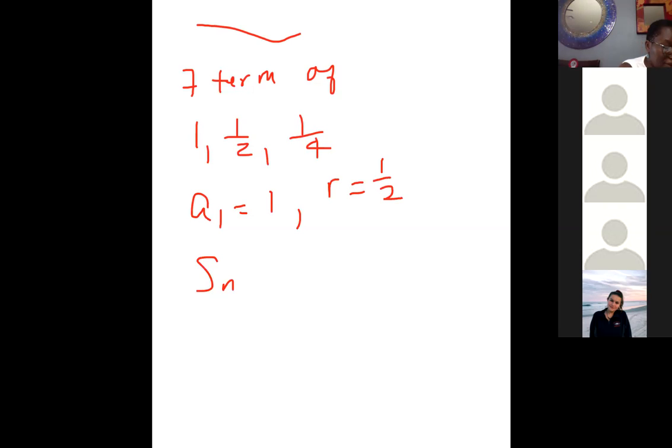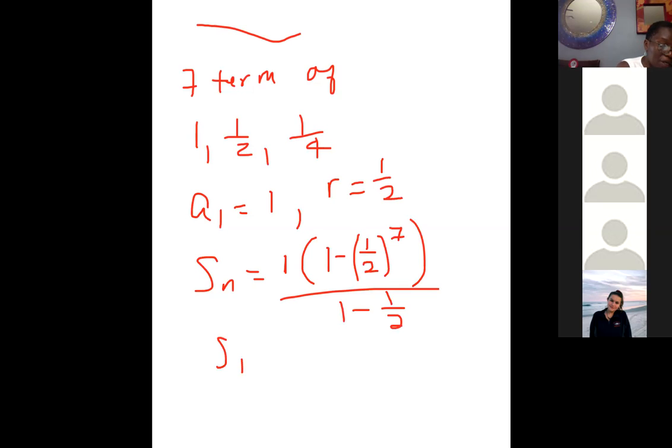S sub n will equal the first term, which is 1, times 1 minus r, which is 1/2, raised to the 7th power, over 1 minus 1/2. So on this one, we're basically going to end up with 1 minus 1/2 raised to the 7th power. I would put this in parentheses right there, over 1/2. So you plug this into your calculator to get your answer.